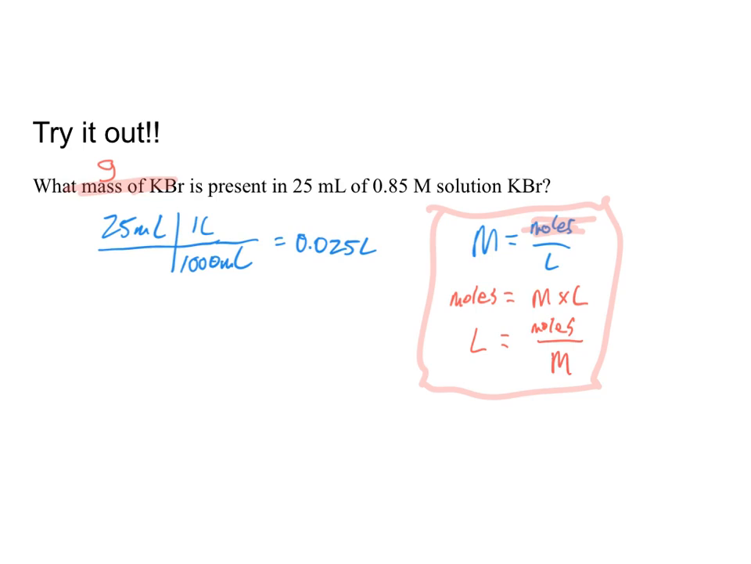So now let's plug this in. We're going to find moles by taking molarity, which the problem tells us is 0.85 molar, times the liters, which we just found, 0.025 liters. Do the math, and that comes out to 0.021 moles KBr.